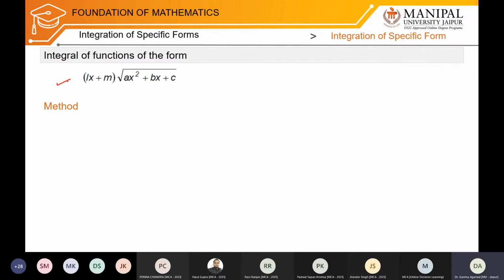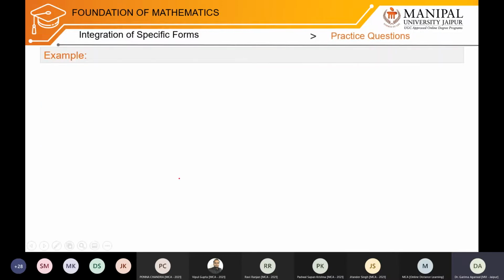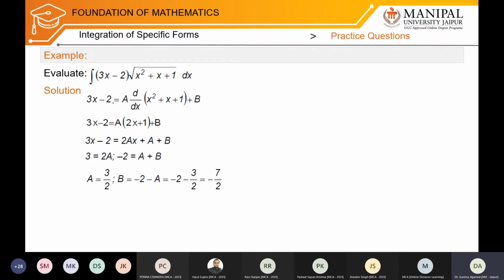Then the next standard form is (Lx + m) upon root of (ax square + bx + c). How can we solve that kind of term? First of all, we need to rewrite the given equation in that form. Then we need to find the values of a and b. Then we split the function and integrate it. Our function is in that form. How can we integrate it?